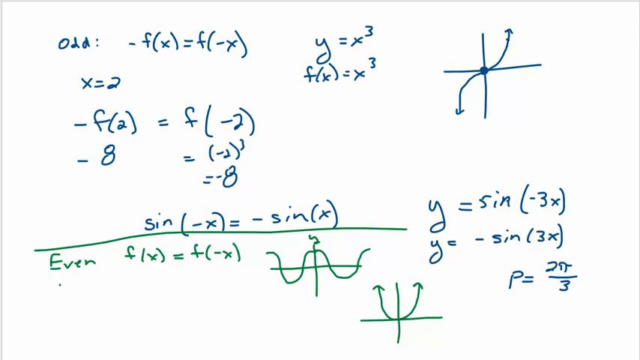So that means if I were to ask you to graph, say, y equals the cosine of negative 2x, well, since cosine is even, that's exactly the same as y equals cosine of 2x. So basically, you just drop the negative. Now, why can you do that? Because cosine is even, and it has this property.